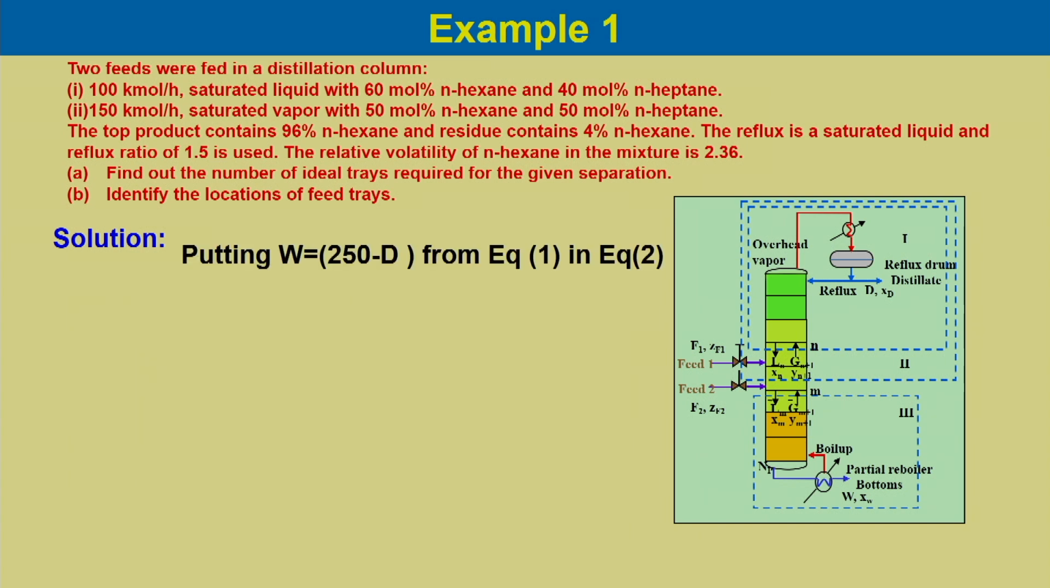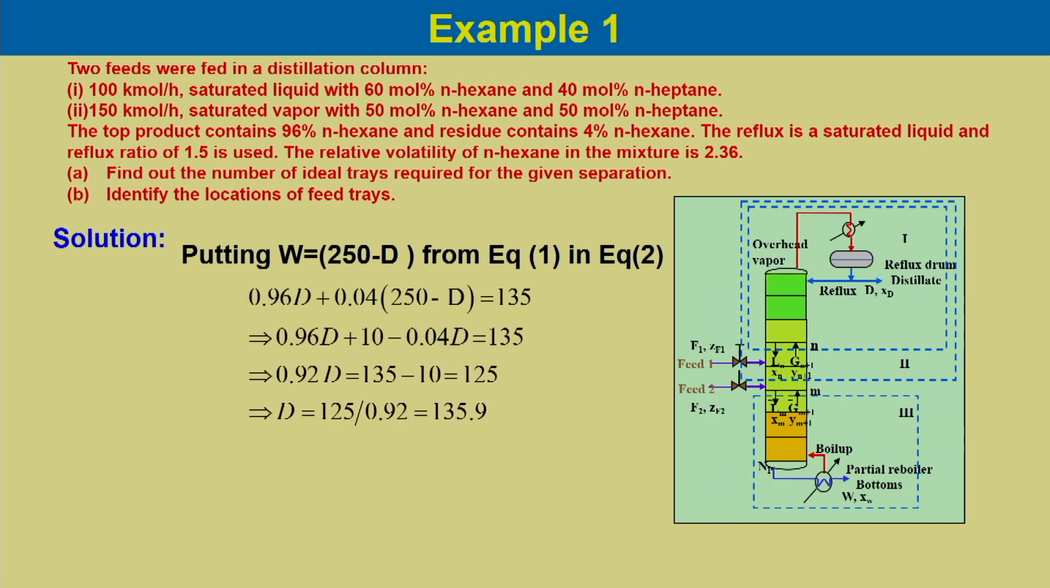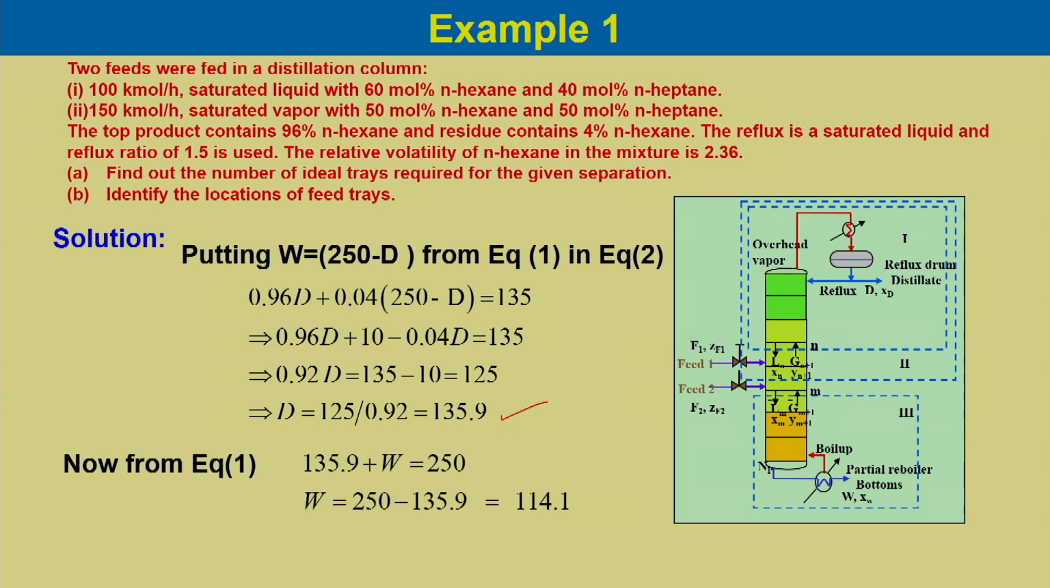Putting the values in equation 2, we can obtain the distillate as 135.9 kilomole per hour, and similarly W would be 114 kilomole per hour. So, by doing the species mole balance and the overall material balance, we can calculate the distillate and bottoms flow rates.